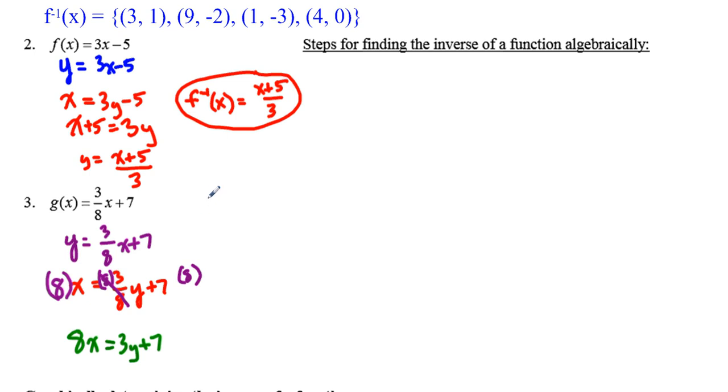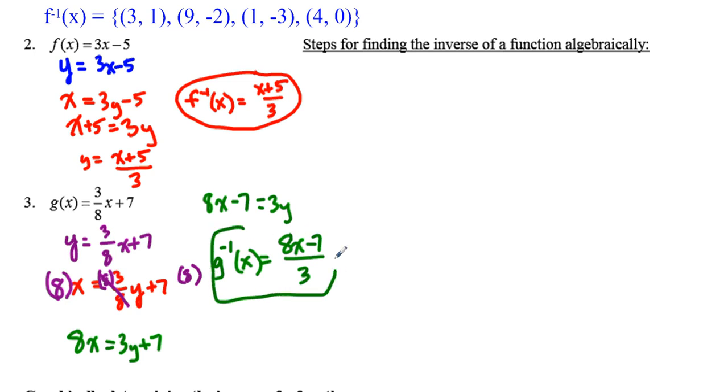So hopefully you finished that one out. This will look like 8x minus 7 is 3y. Now we're going to divide by 3 on both sides. And in so doing, I'll get 8x minus 7 all over 3. And I'm going to skip a step here, not just write it as y equals, I'm going to write it as inverse of g of x. So say that out loud to yourself. Inverse of g of x. That's how we pronounce that when we see that notation. Okay, let's get some steps right here.